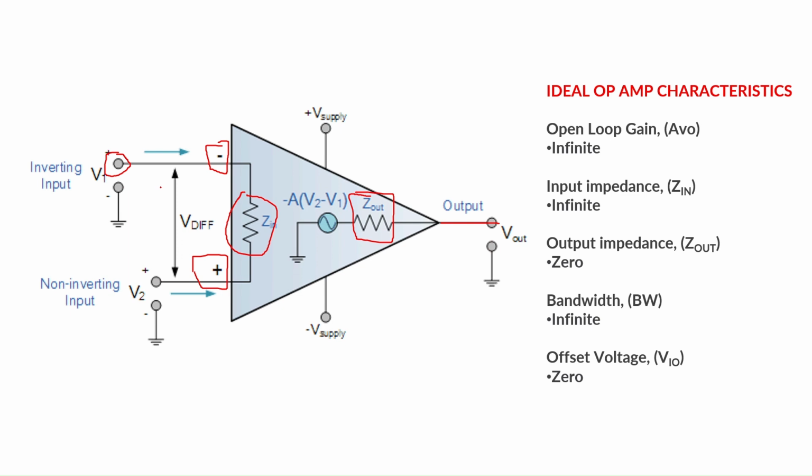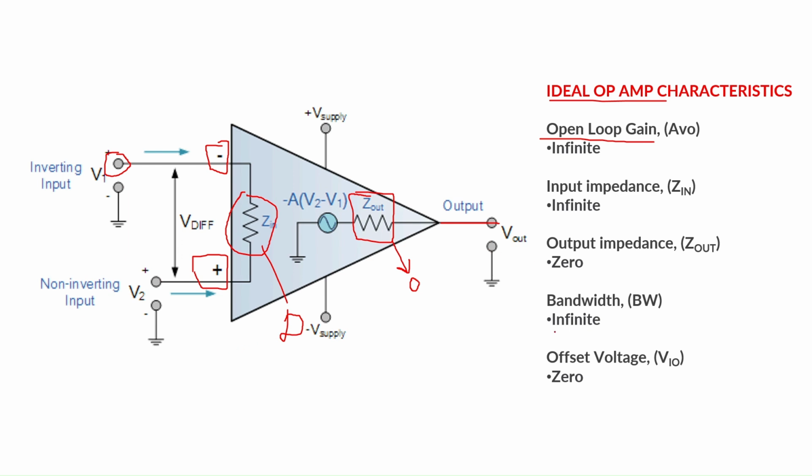The ideal op amp characteristics are: the ideal op amp has infinite open loop gain. The input impedance Zin is infinite for the ideal op amp, whereas the output impedance Zout is 0. The output impedance is 0 and the input impedance is infinity for the ideal op amp. The bandwidth over which the ideal op amp could operate is infinite.